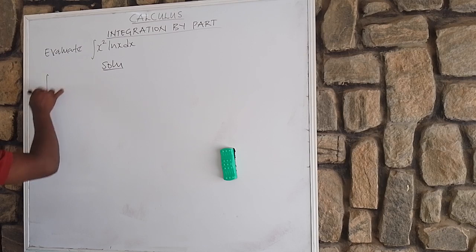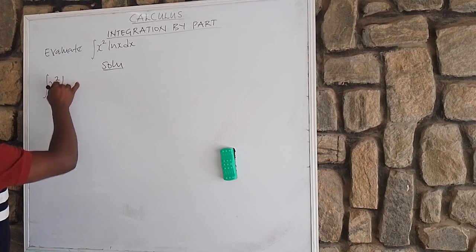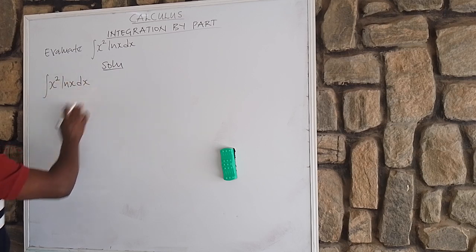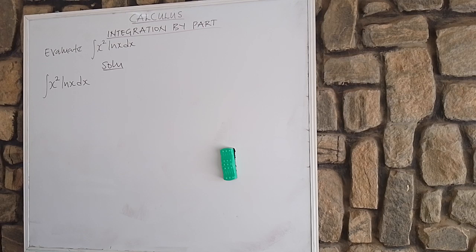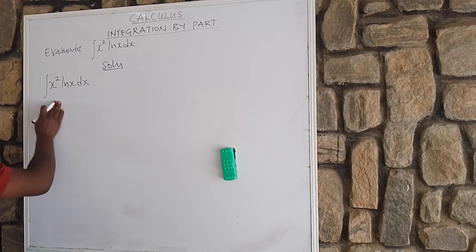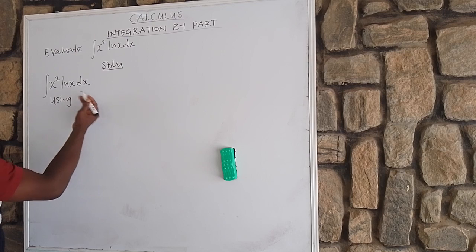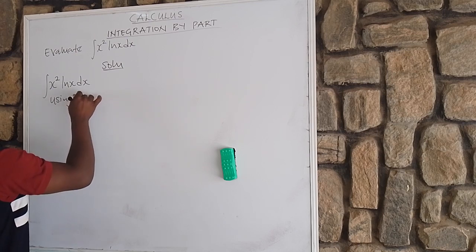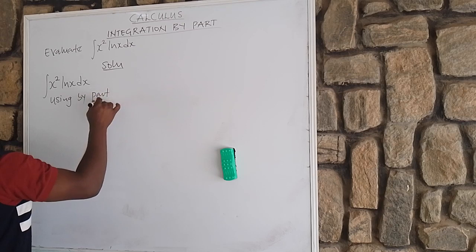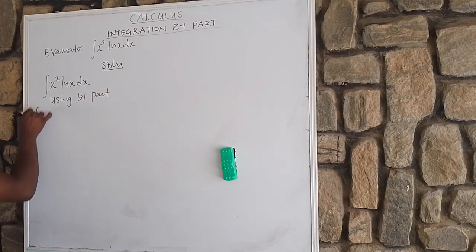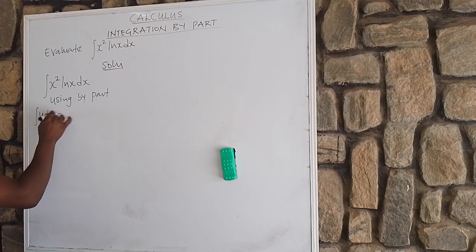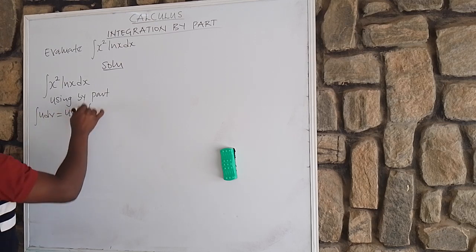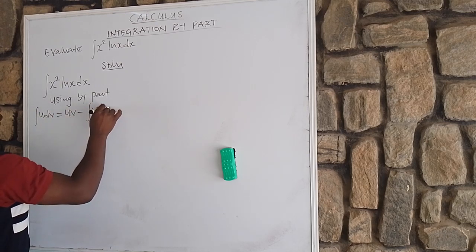Okay, so we are to integrate this function, the integral of x squared ln x dx. It's simple as ABC. We are going to use integration by parts. Using by parts, the formula is the integral of u dv is equal to uv minus the integral of v du. This is the formula.